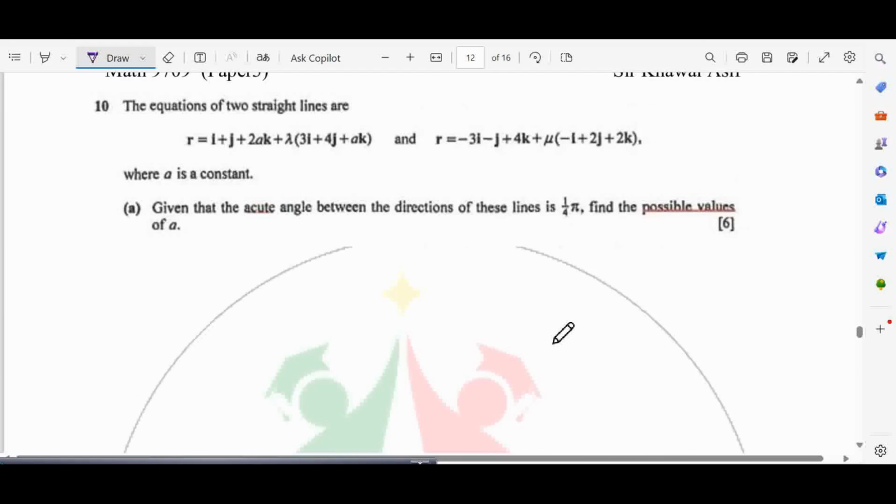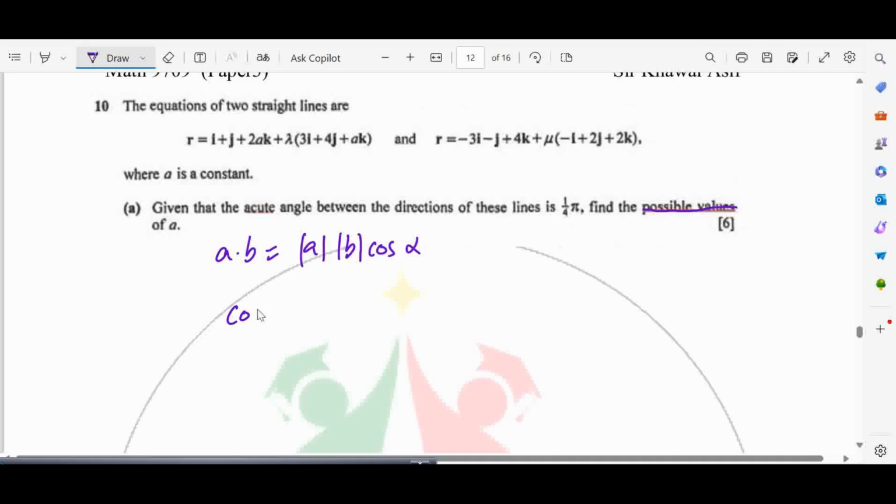Let's move to question number 10. The equations of two straight lines are given. Given that the acute angle between the directions of these lines is this, find the possible values of A. Now we know that A dot B is equal to magnitude of A, magnitude of B, cos of alpha. Here we need to find alpha.